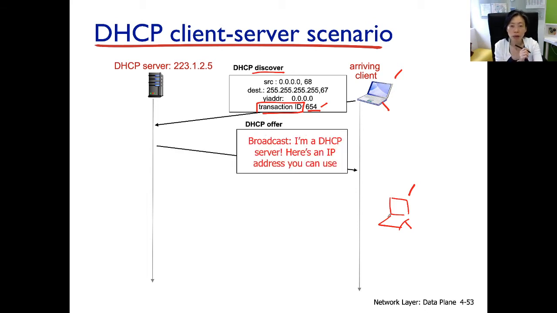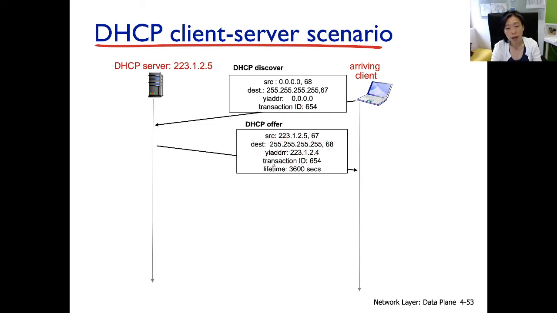And to respond to the discover message, the server sends the offer message. Okay, so this is saying, yeah, I'm here, and here's an IP address you could use. And inside the offer message, you see the source being the server's IP address. Destination, again, the broadcast address, because arriving client doesn't have an IP yet, but will still receive a message going to the broadcast IP address because everyone on the subnet will receive such a message. And we see here, the server is offering this IP address to the client.